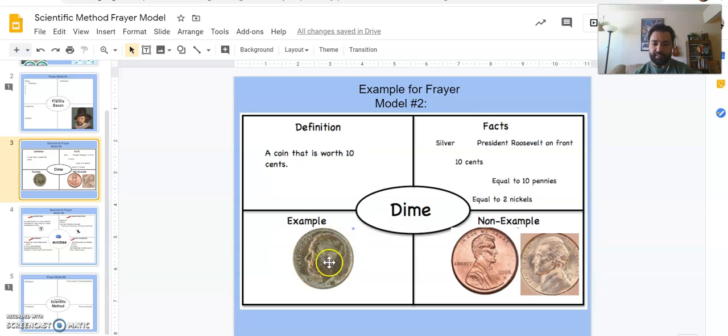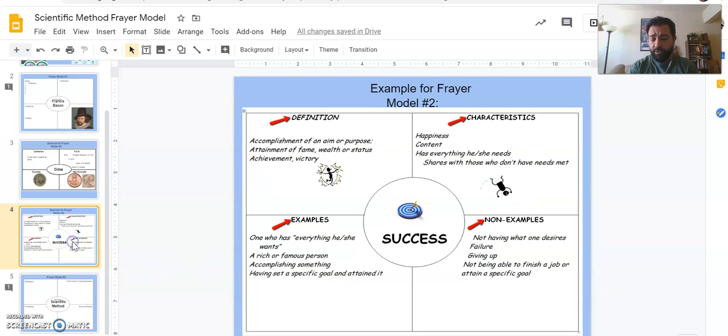The example, this is a drawn example. You're not going to be doing that. You're going to be using words. It would just be a picture of a dime, and then non-examples are 2 different coins. Here's another example for Frayer model number 2. We are looking at the word success. As far as success goes, the definition is an accomplishment of aim or purpose, the attainment of fame, wealth, or status. It is an achievement or a victory.